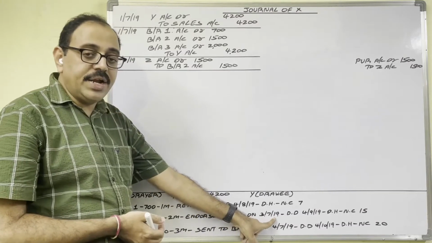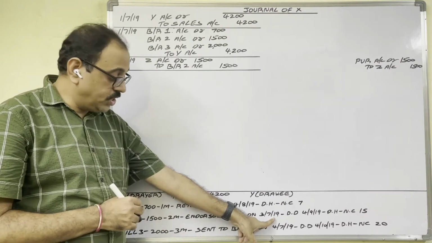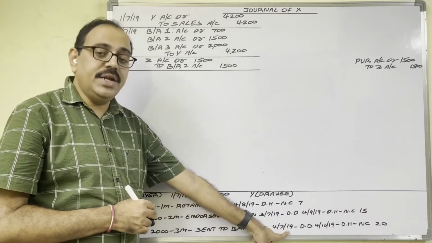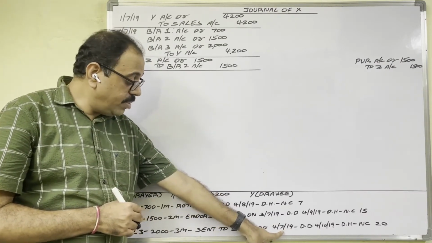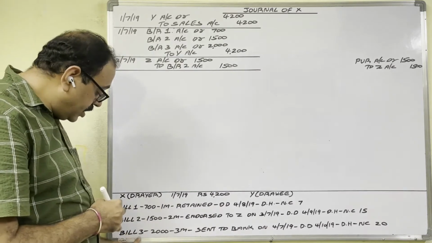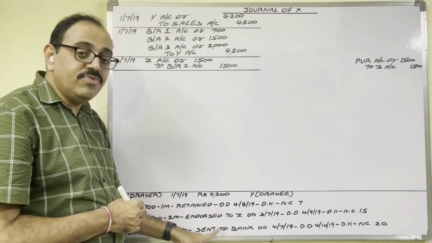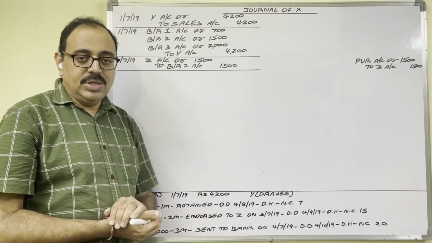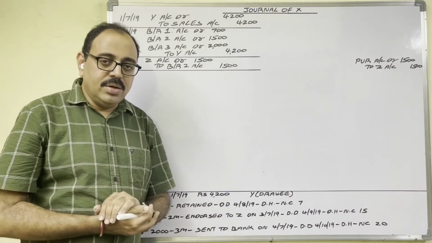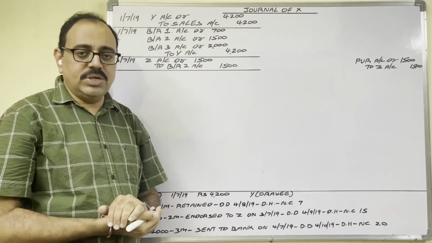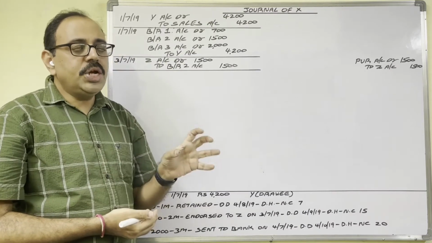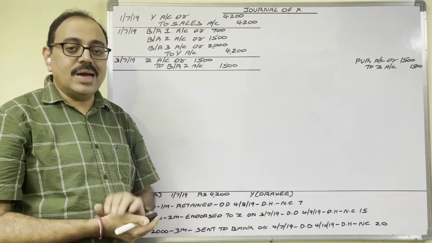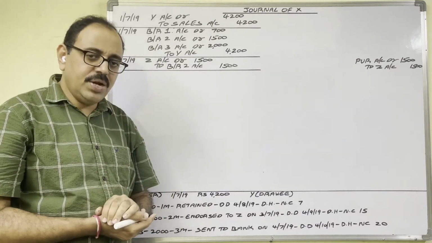After 3rd July 19, which transaction is given in the question? 4th July 19 transaction. On this day what happened? X sent the third bill to his bank for collection purpose. So X is a businessman. Daily so many bills he receives. So remembering the due dates of all those bills, collecting those amounts, difficult no?